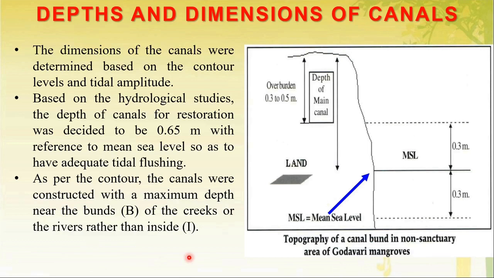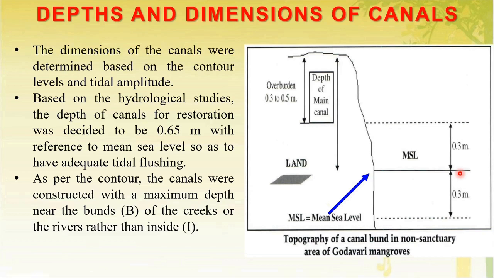Based on the hydrological studies, the depth of canal for restoration was decided to be 65 centimeter with reference to mean sea level, so as to have adequate tidal flushing. As per the contour, the canals are constructed with a maximum depth near the banks of the creek and the rivers, rather than the inside.